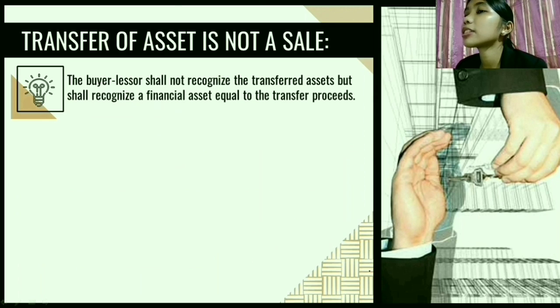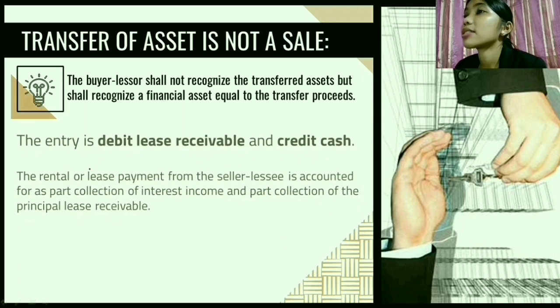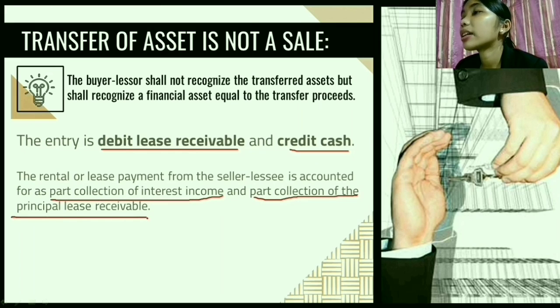Now, doon naman po tayo sa book ni buyer-lessor. So, yung atin pong entry there is to debit the lease receivable and to credit the cash. So, the rental or lease payment from the seller-lessee is accounted for as a part collection of interest income and a part collection of principal lease receivable. So, part collection po ng interest income and part collection siya ng principal lease receivable.